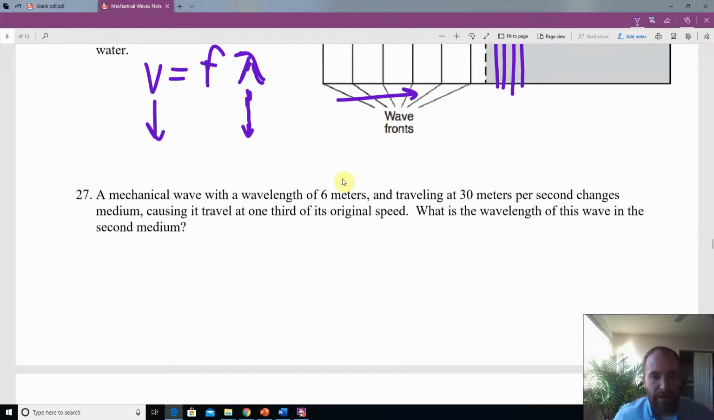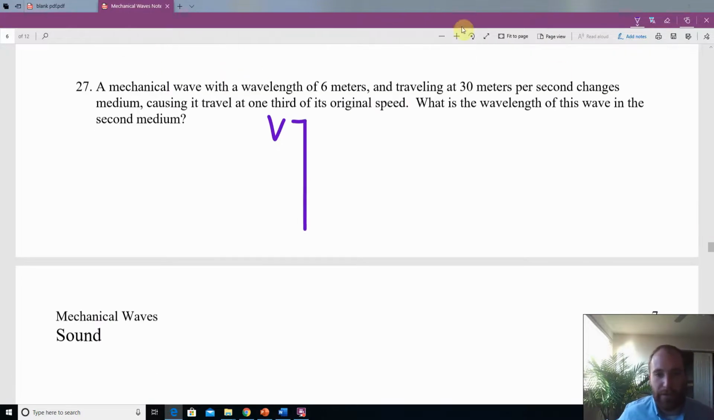Last up, a mechanical wave with a wavelength of 6 meters and traveling at 30 meters per second changes medium, causing it to travel at 1/3 of its original speed. What's the wavelength in the second medium? Alright, well, let's think our way through this here. We've got a way of doing this. V equals f lambda.